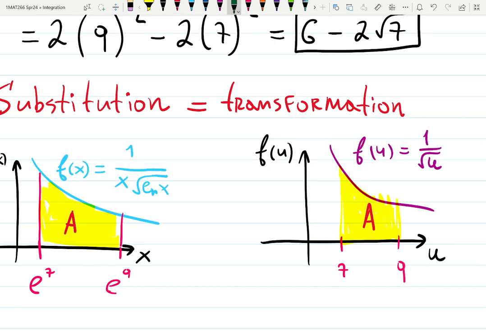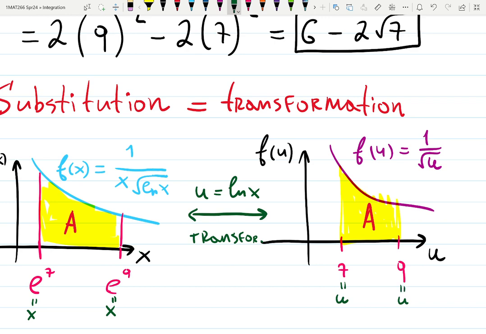And it happened because we used a transformation called u equals ln x. And it can go back and forth. And that transformation will help us to integrate easier. So it's a very interesting idea. Transformation. And that's why you have to change limits of integration, because x equals e to the 9 and x equals e to the 7 is not the same thing as u equals 7 and u equals 9. You have to change limits because the shape of the graph changed. So you have to shrink or stretch from where and to where you're looking at the area.